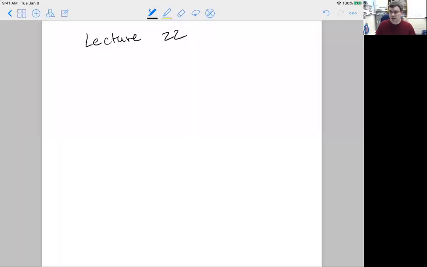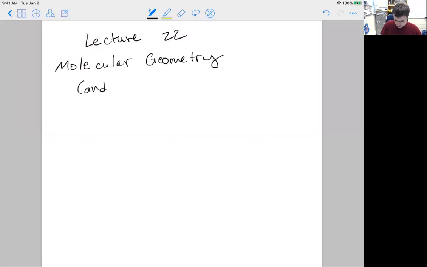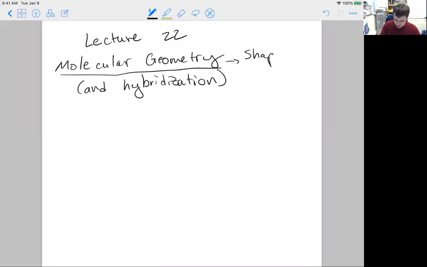I'm going to get my screen in front of us. Okay, so we're looking at now molecular geometry. And what this will eventually lead into, though I'm not sure if it will be in this video, is hybridization. So molecular geometry and hybridization. So molecular geometry, this is the shape of a molecule.